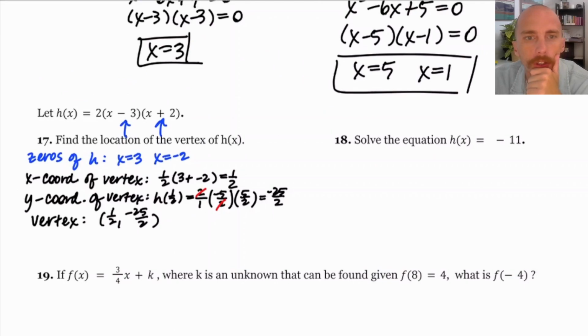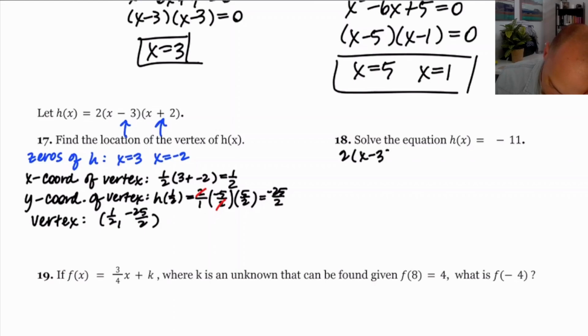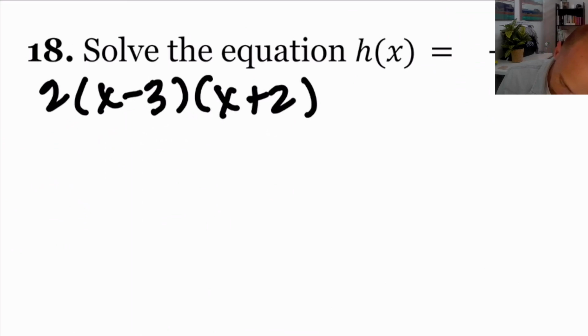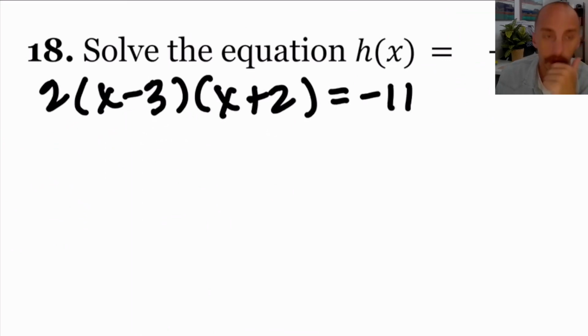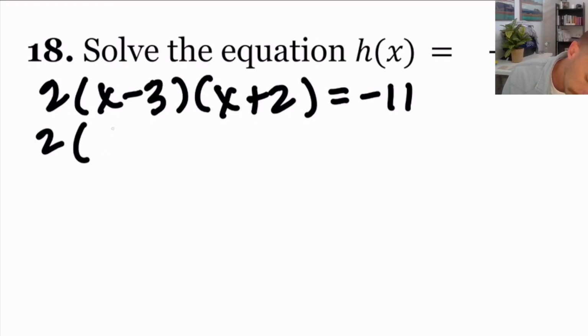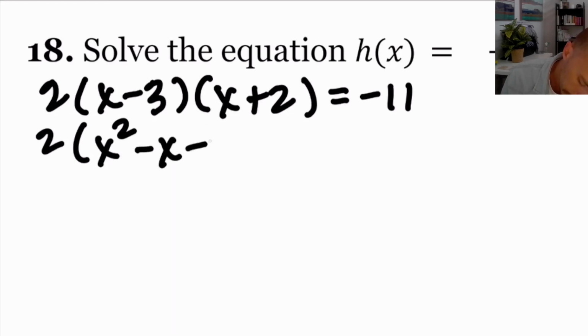Now we're interested in solving the equation h of x equals negative 11. All right, so I'm going to copy in h of x, 2 times x minus 3 times x plus 2. That's going to be equal to negative 11. All right, so I'm going to need to distribute and then reset to 0, hopefully refactor, but if not, I can use the quadratic formula, it'll be no big deal. And solve that way. So x minus 3 times x plus 2 should be an x squared, negative 3x plus 2x, and negative 3 times 2.